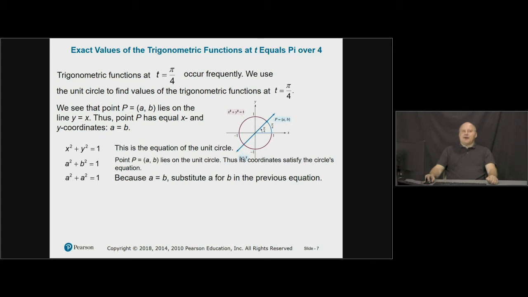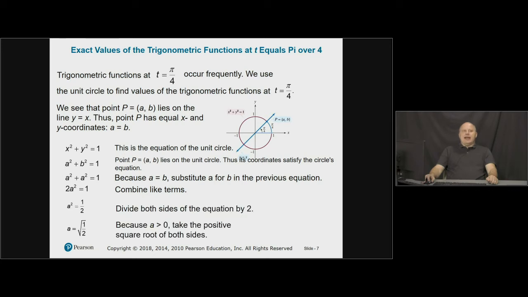Now we try to solve for a. So 2a squared equals 1, because a squared plus a squared is 2a squared. Then a squared is 1/2, and so a is equal to the square root of 1/2. Technically it's plus or minus, but because the point is in the first quadrant, it's just the positive, which is the square root of 2 over 2 if you rationalize it.